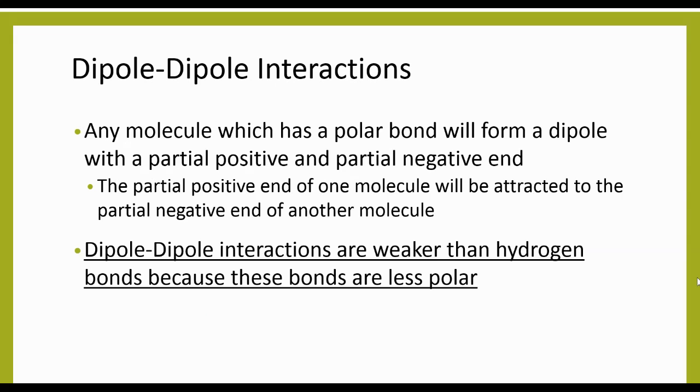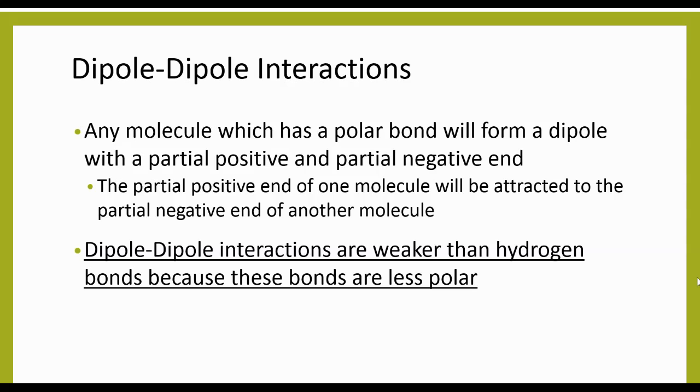The next type of intermolecular force is dipole-dipole interactions, and this occurs in any molecule that has a polar bond and a polar shape. Okay, so we need overall a polar molecule. We need both the bond and the shape to allow for polarity. And just like hydrogen bonding, the partial positive end of one molecule attracts to the partial negative end of another molecule. Now, dipole-dipole interactions are going to be weaker than hydrogen bonds because these bonds are less polar than the hydrogen bonds. Fluorine, oxygen, and nitrogen are the most electronegative elements we have. So when they bond with hydrogen, we get a very polar bond.